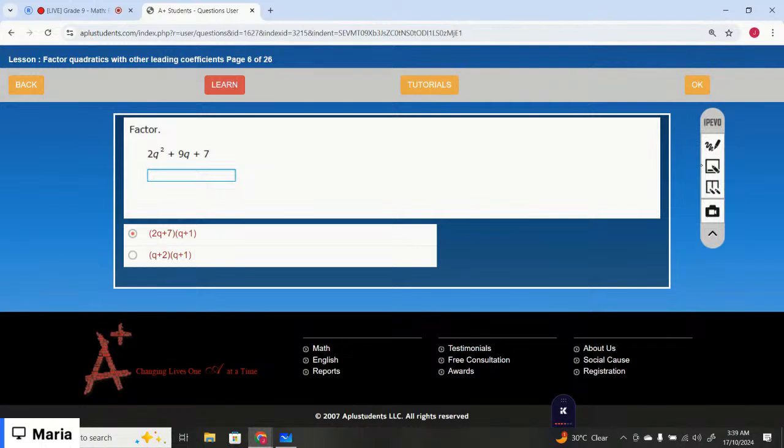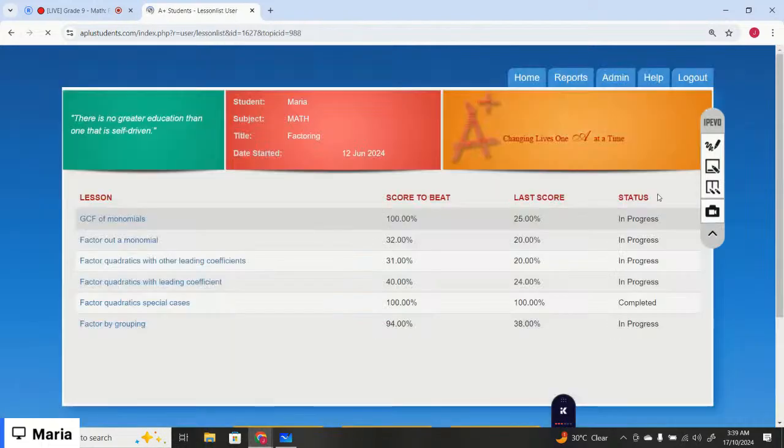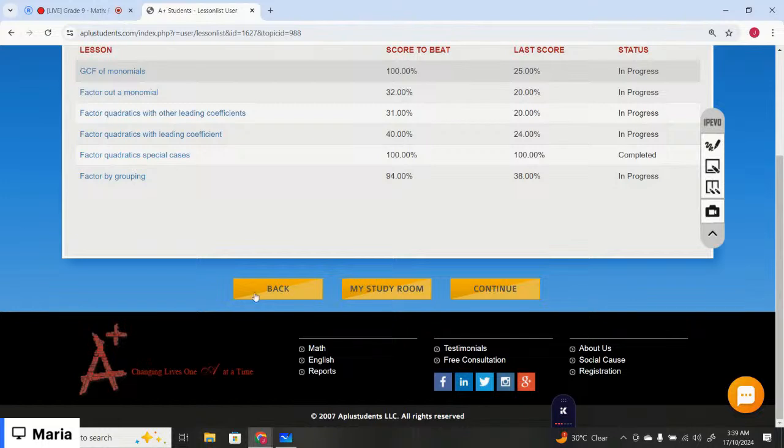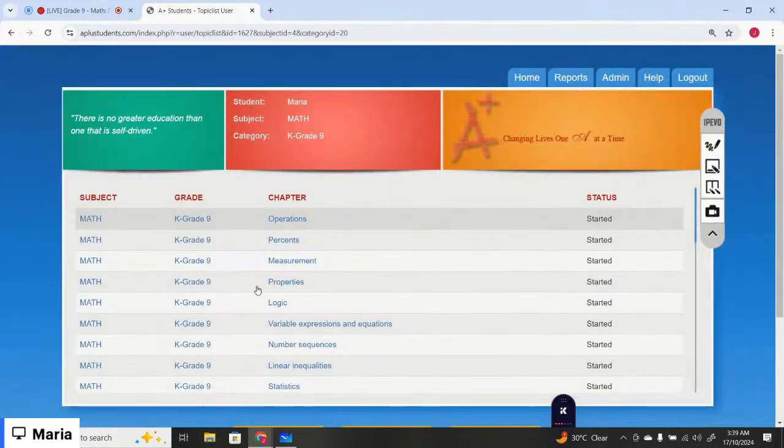Okay, you can complete the lesson by yourself later today. So, we were working on grade 9 math. The chapter we are working on is factoring. The lessons we have covered today are GCF of monomials, factor out a monomial, factor quadratics with other leading coefficients. So please make sure before the next session you can complete all the practice questions for the lessons we just did. That is your homework until next session.